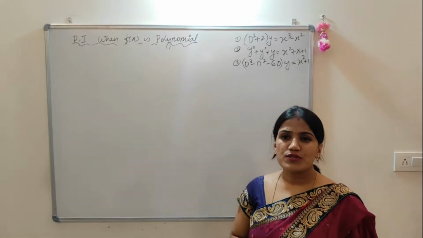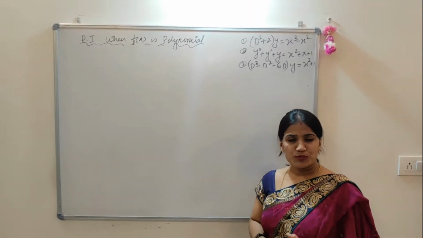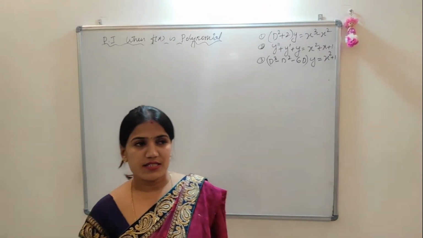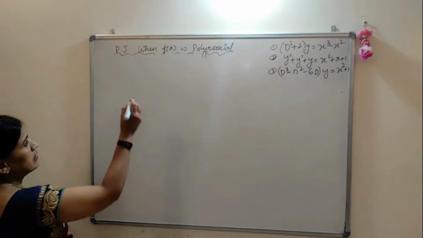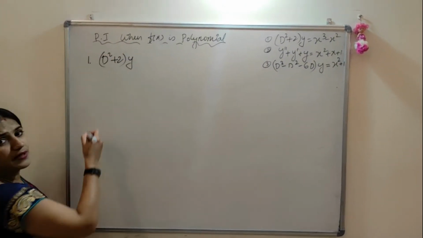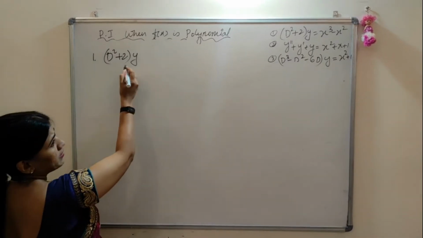In this class, I am going to solve a few more problems on non-homogeneous differential equations of type 3. Type 3 means when the RHS is a polynomial. The working rule and everything have been explained in the previous video, so here I have taken a few more examples.